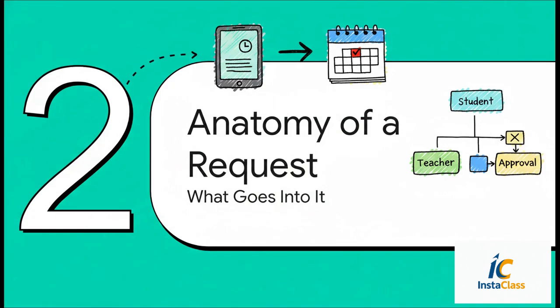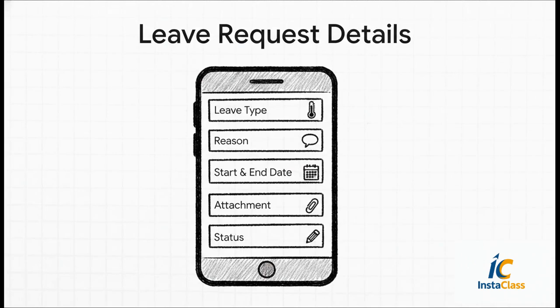So, how does the system get so organized? Well, it all starts with the core building block of the whole process, the digital leave request itself. Let's break down exactly what goes into one. Every single request captures the absolute essentials. You've got the type of leave, the start and end dates, and this is key, a required field for the reason. So no more vague notes. You can even add an attachment if you need to, like a doctor's note. This structure just makes sure no critical details ever get missed.